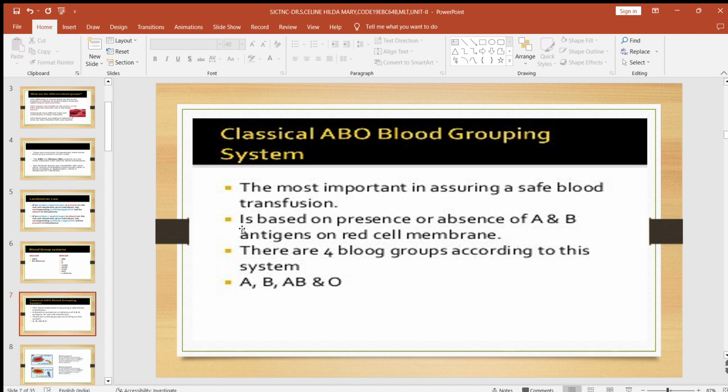First, we will talk about the classical ABO blood grouping system, which is the most important in assuring a safe blood transfusion, which is based on the presence or absence of A and B antigen on the red cell membrane. There are four blood groups according to this system. They are A, B, AB and O.